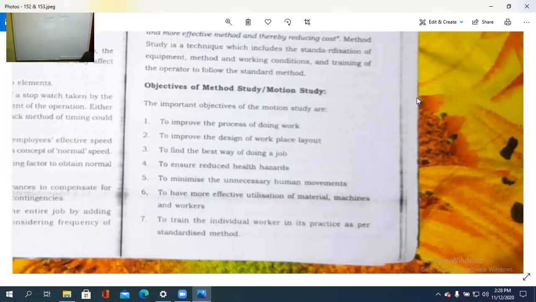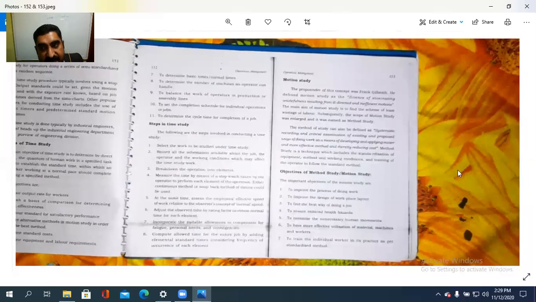അതായത് training also should be given to each and every worker, because this is the method study, the movement of the work that is to be undertaken by each and every individual. So these are the objectives of the method study or motion study. So this is the method study or motion study, its objectives.